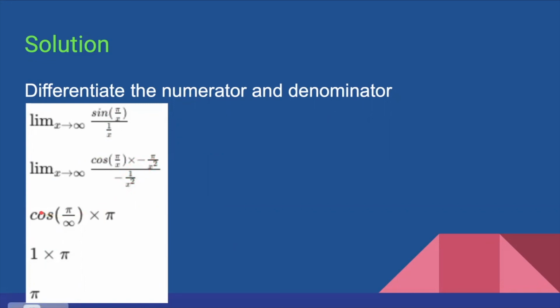Now you can plug in infinity for x. So cosine of pi over infinity, that's just 0. And cosine of 0 is 1. So you get 1 times pi, and the final answer is pi.